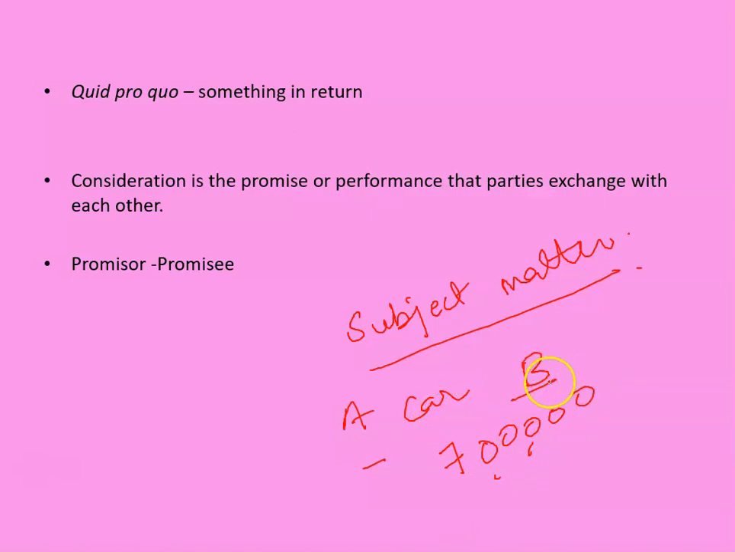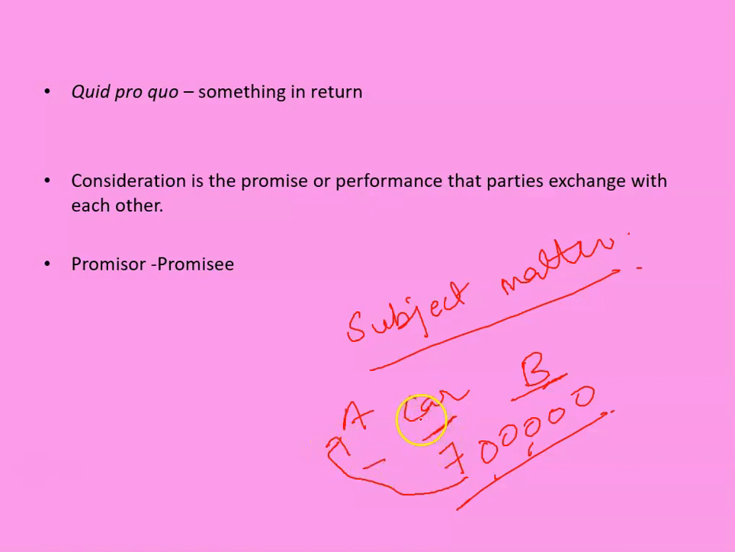So for B, what would B be getting? He would be getting the car. What would A be getting? He would be getting 7 lakh rupees, right? So for B, this car is the consideration. For A, this amount of money is the consideration. 7 lakh rupees is the consideration for A, right?